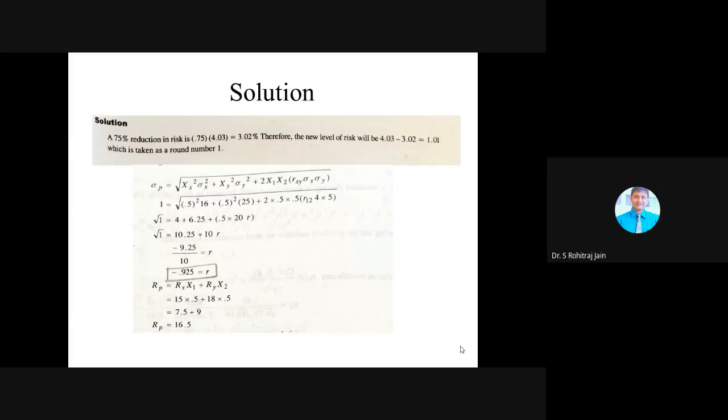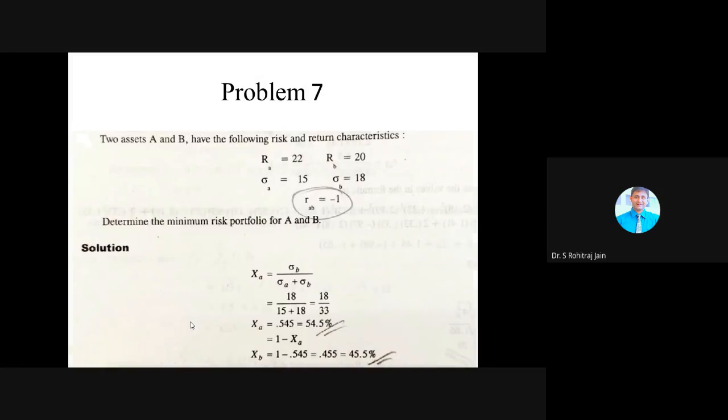Okay. So in this problem, what we have done is, first we have calculated the correlation coefficient, that is minus 0.925. Then we have calculated the portfolio return, that is 16.5. So next we will go to a different type of problem. First let me read the question and identify what all parameters they have given. So two assets A and B have the following risk and return characteristics.